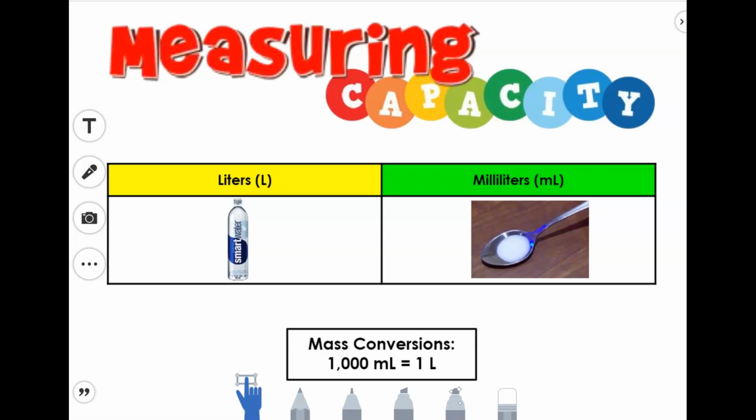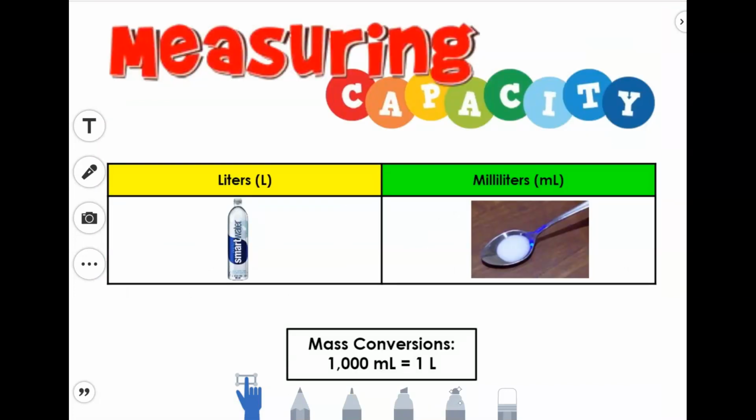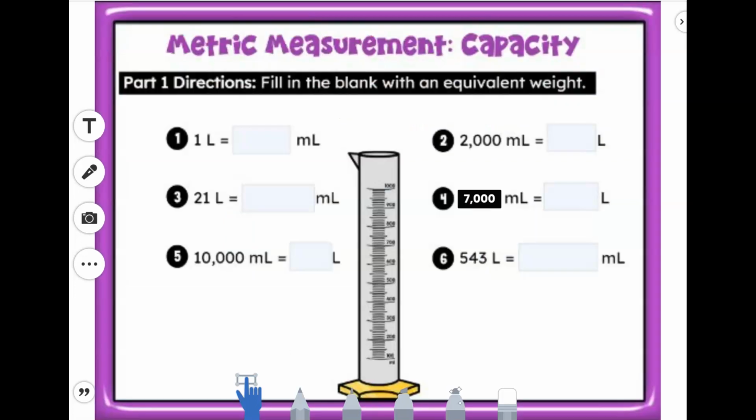Let's take a look at the conversions that you're going to be doing today on Seesaw. On your first slide, you're going to fill in the blanks with the equivalent capacity. So if it were my Seesaw, I would know that my conversion for milliliters is 1,000 milliliters to every liter. So I would write in my first blank that there is 1,000 milliliters.